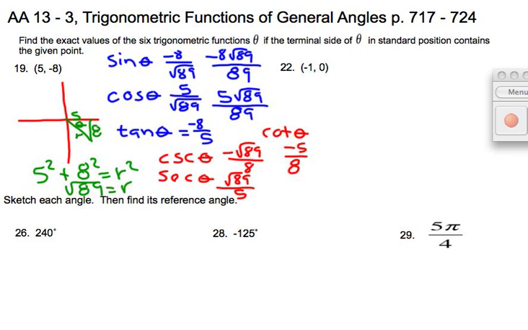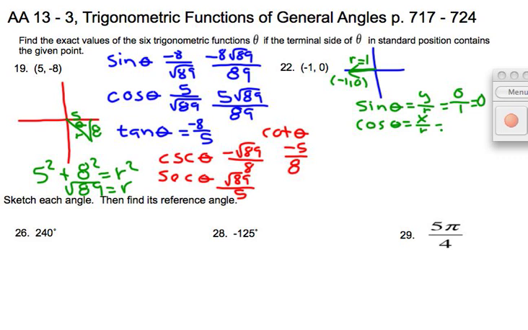Now when I look at problem number 22, we have what's called a quadrantal angle. It's quadrantal because it's on the axes. My ordered pair is -1, 0, which means my radius is also going to be a 1. When I'm looking at a quadrantal angle, the sine of theta is your y over your r. So y is a 0 over 1. My sine is a 0. Cosine of theta is your x over your r, so -1 over 1, which is a -1. Tangent of theta is your y over your x, so I have 0 over -1, or 0.